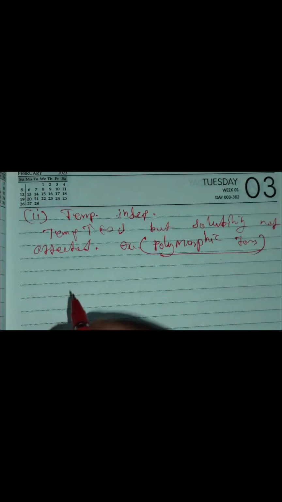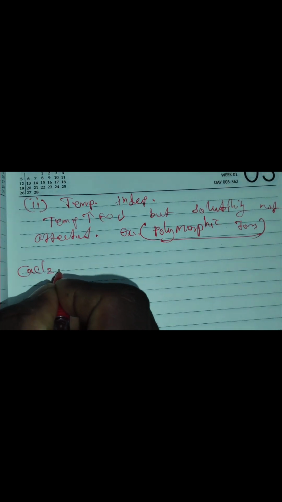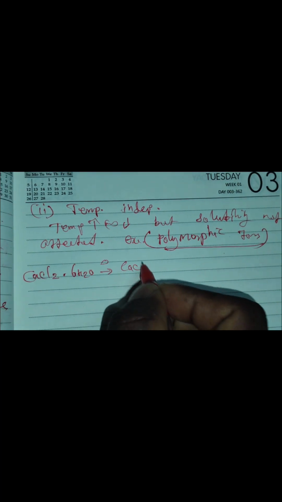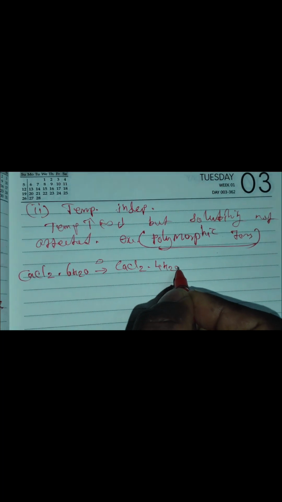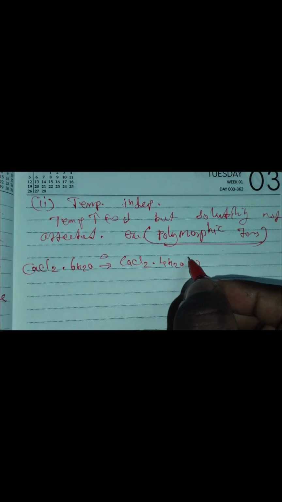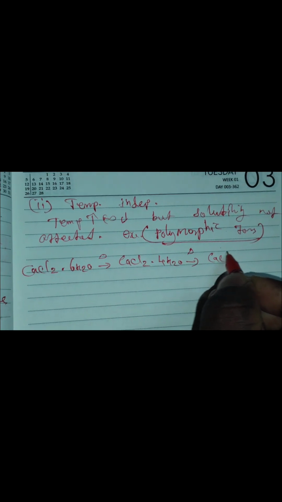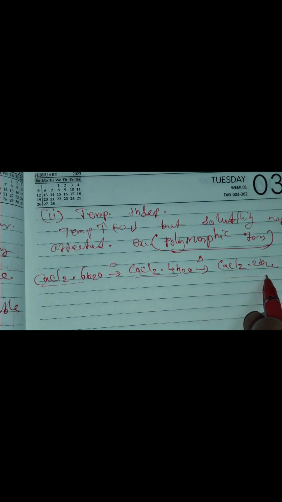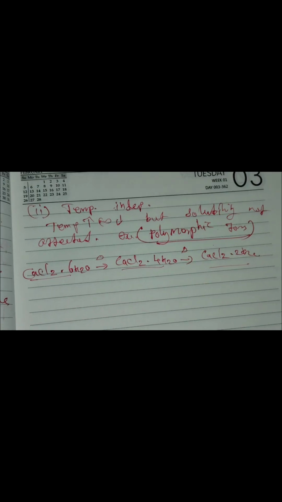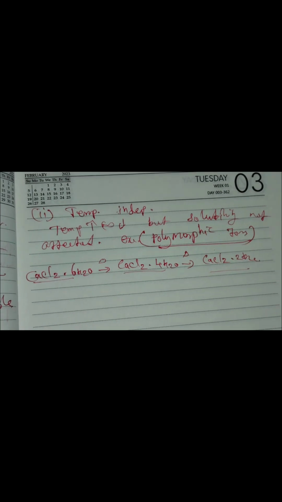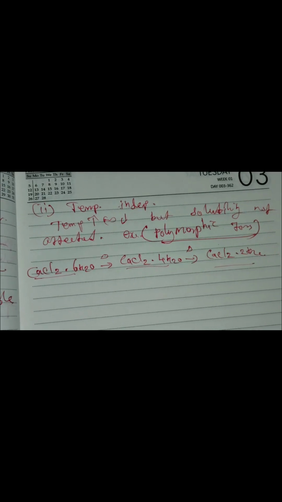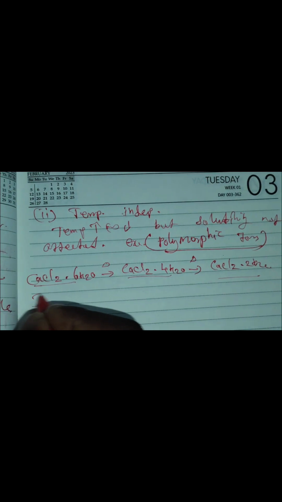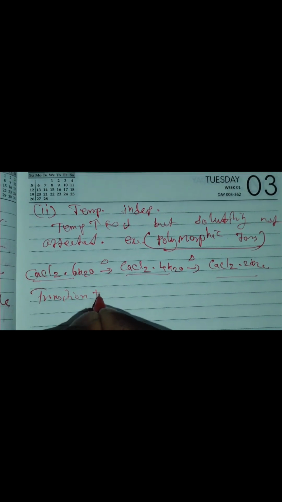So now, calcium chloride dot 6H2O, given temperature, gives calcium chloride dot 4H2O, and again, given thermal energy, gives calcium chloride dot 2H2O. So this is one kind of form change, and this also. That's why there are polymorphic forms. Here one form changes to another form, at a transition temperature.